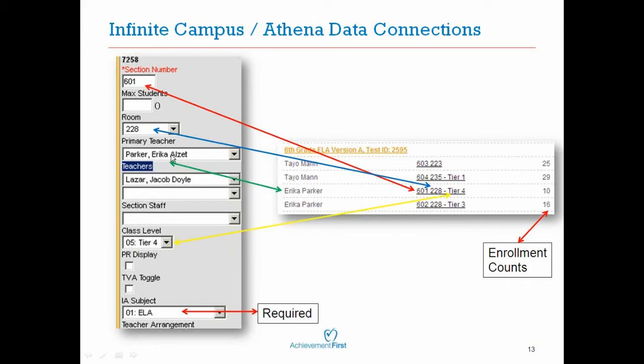And then it pulls the primary teacher's name only, which appears here to the left. It pulls it from this primary teacher field. And then the enrollment counts are the number of students active on the roster. Those will appear here.